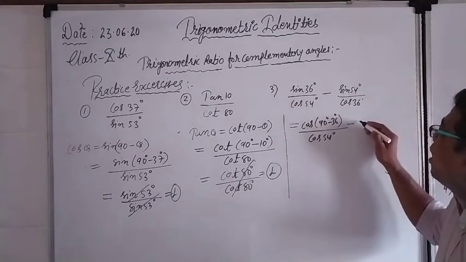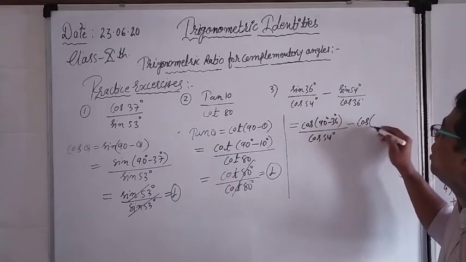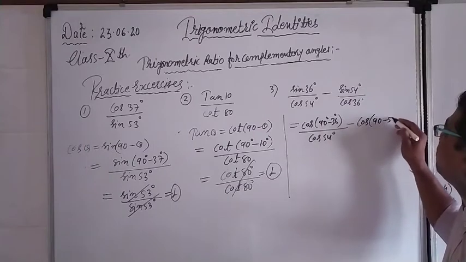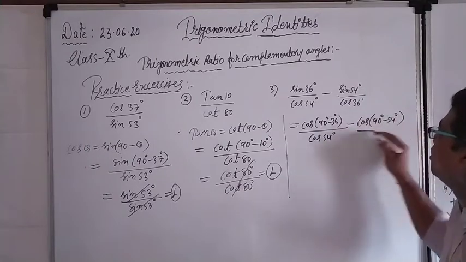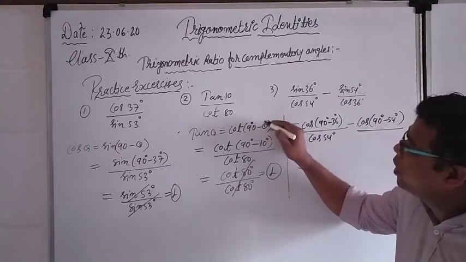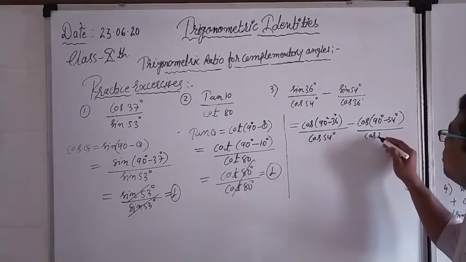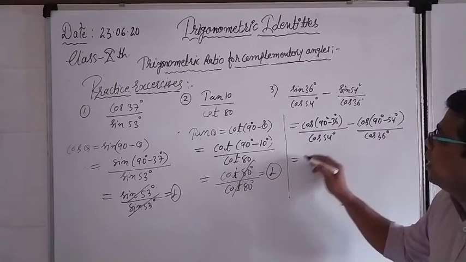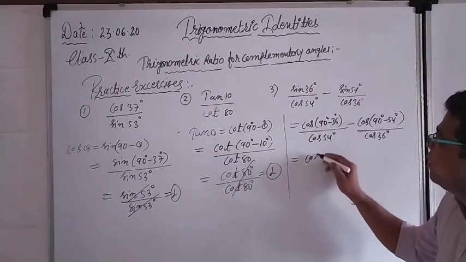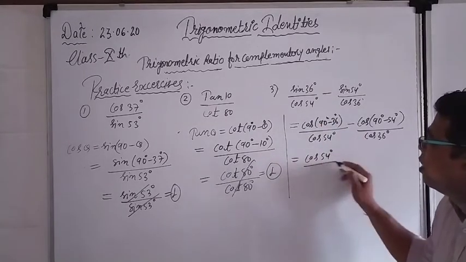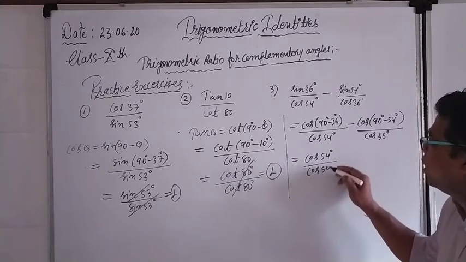Again, see sin 54 I am going to change. So it is going to be cos(90 minus 54). Both are degrees. I have not put the degree sign, but you can understand all are degrees. Upon cos 36 degrees. Right now see cos(90 minus 36). It will give you cos 54 degrees upon cos 54 degrees.